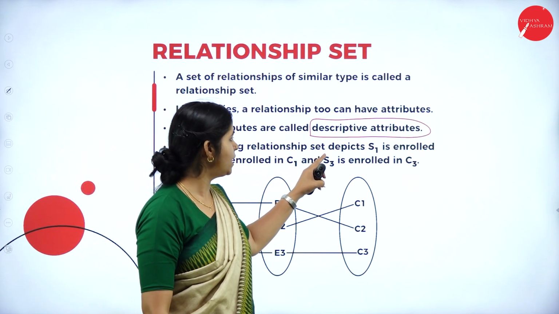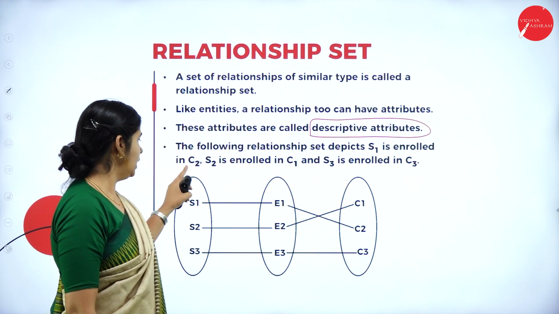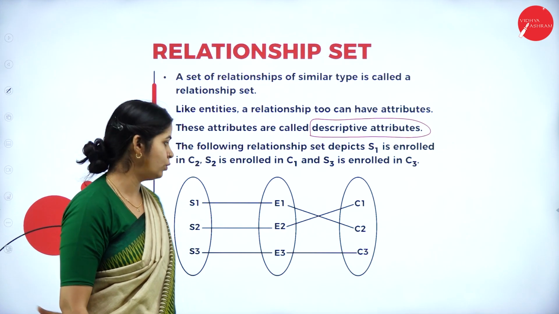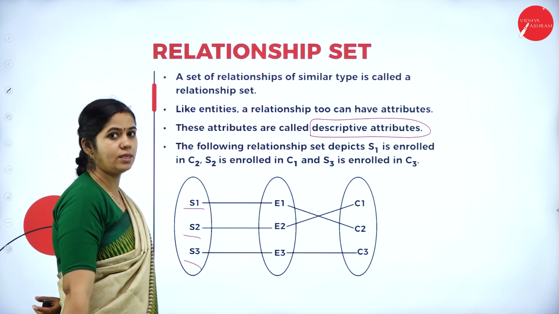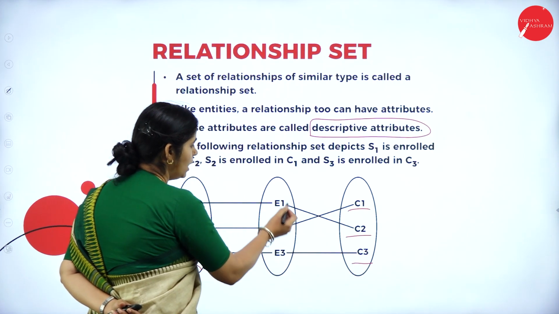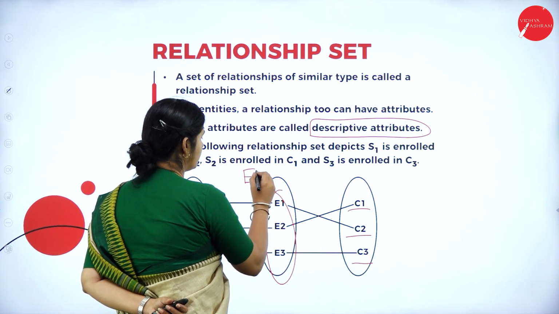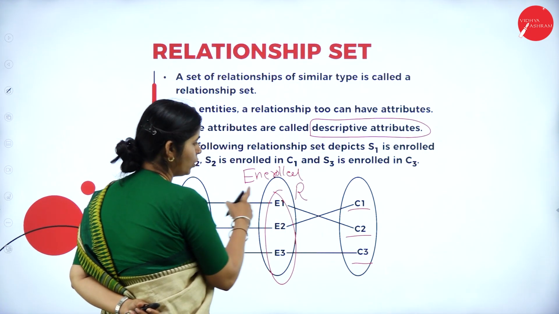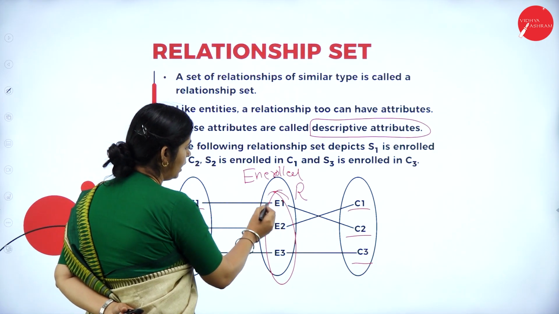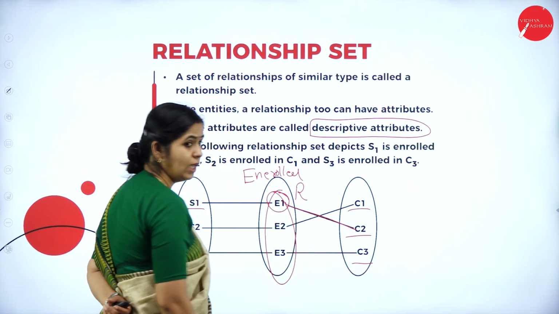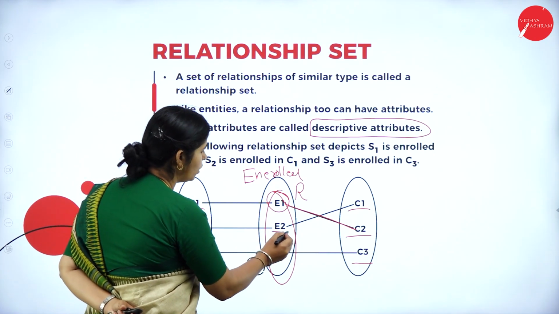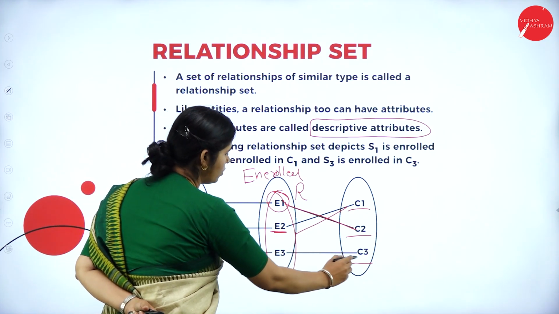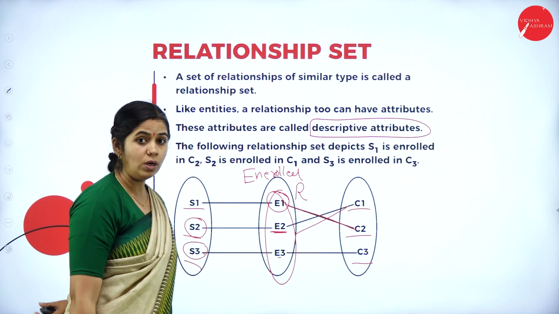The following relationship set depicts S1 is enrolled in course C2, S2 is enrolled in course C1 and S3 is enrolled in course C3. Here we have S1, S2, S3, and here we have course 1, course 2, course 3. This is the relationship enrolled. S1 has an enrollment to the course C2. S2 is enrolled to course C1. Here we have a direct enrollment for S3 and then course 3.